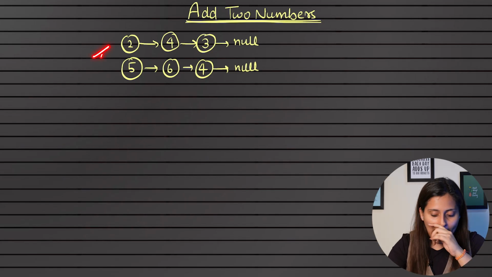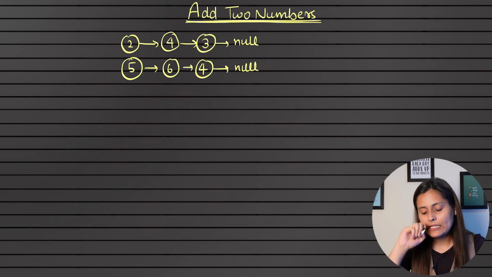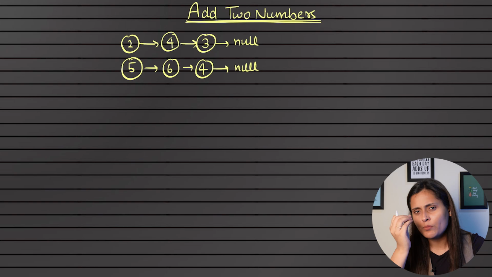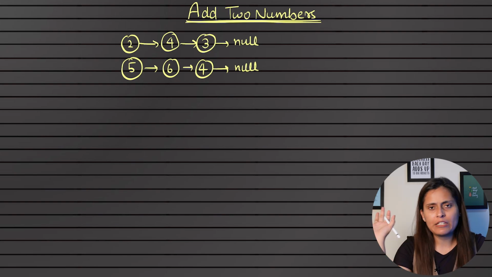Okay, but now as we have these two linked lists, suppose let's think of the most brute force approach. We don't know how to play with linked lists and all.